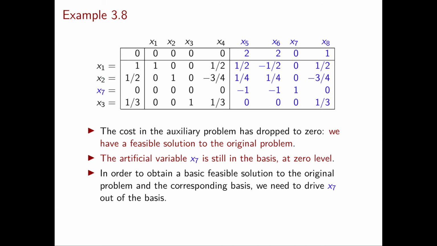As you can see, the cost is now reduced to 0. So we have found a feasible solution to the original problem. However, as you can see, we're unfortunate because x7, which is an auxiliary variable, is still in the basis. So we need to drive x7 out of the basis.